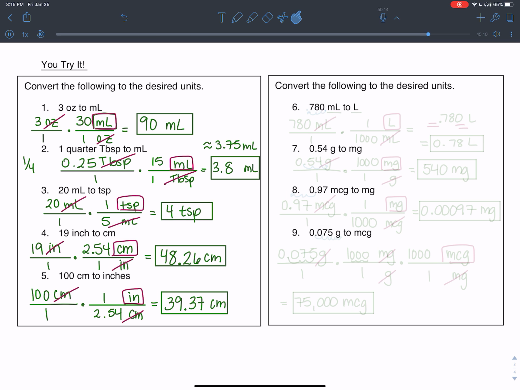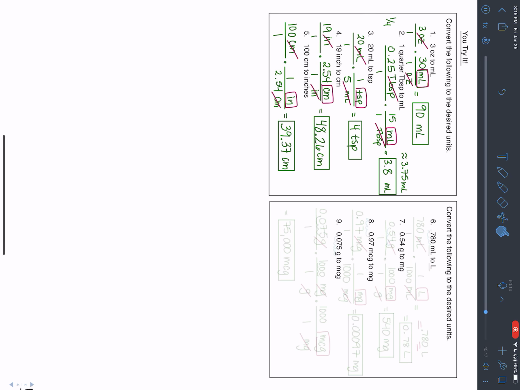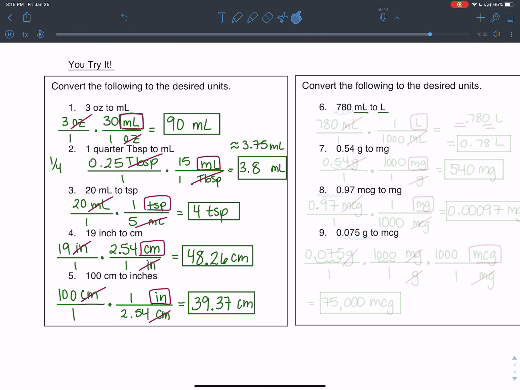All right, number 6. I got milliliters to liters. So these are great, right? It's just going from metric to metric, so I just need the conversions. I'm really just going to move the decimal. So if you know how to move the decimal, do it. I got 780 milliliters, and I want milliliters to cancel, so I want milliliters on the bottom, liters on the top.